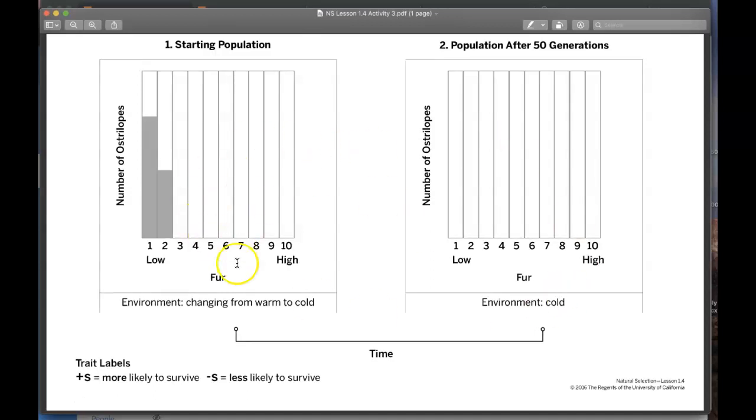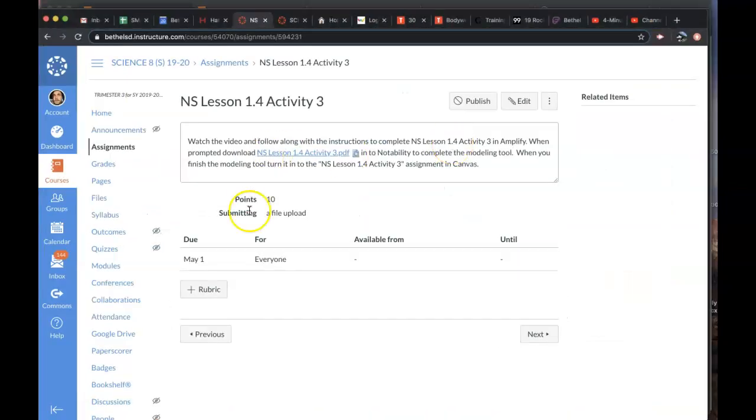So once you complete this, by adding your S's and then doing anything over here if you want, turn it in to Canvas, NS lesson 1.4 activity 3. And that's the end of the video.